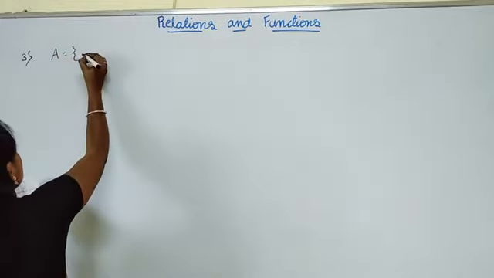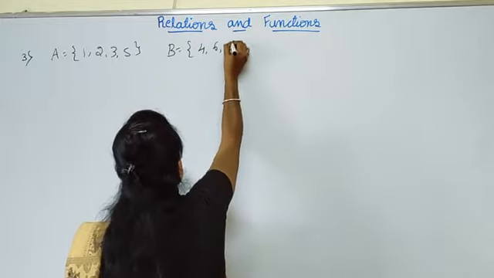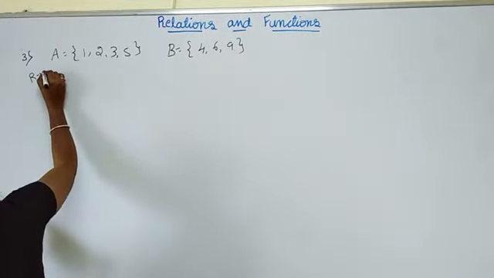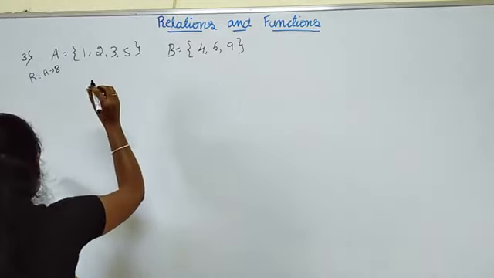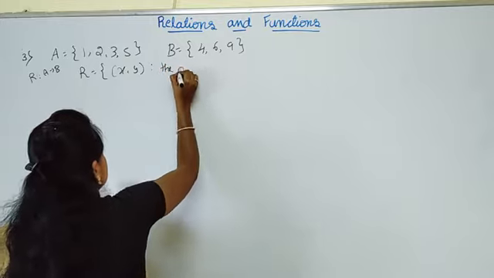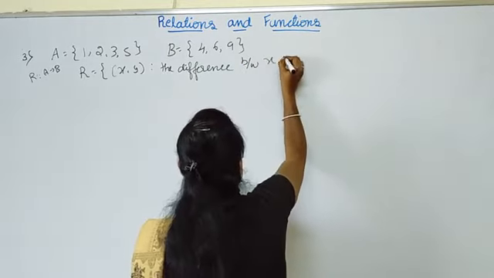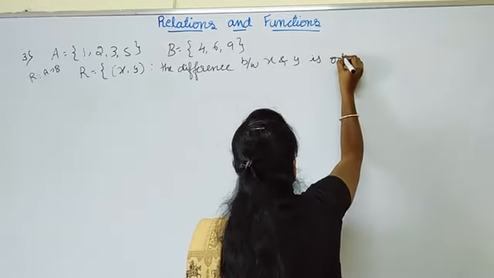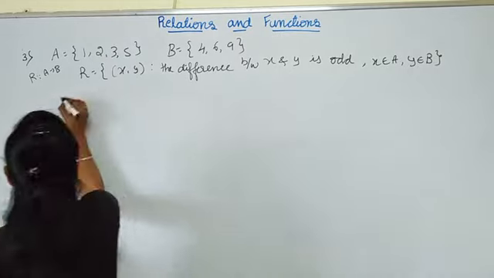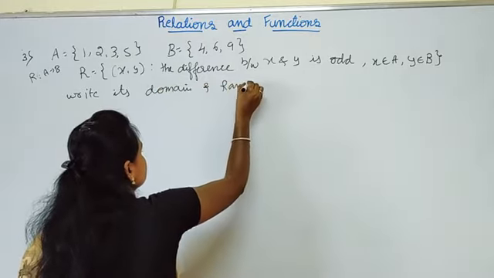if A is equal to {1, 2, 3, 5} and the set B is equal to {4, 6, 9}, define a relation R from A to B. So R is a relation from A to B defined by R is equal to the set of all ordered pairs (x, y) such that the difference between x and y is odd, and also x belongs to A and y belongs to B. So then write its domain and also the range.